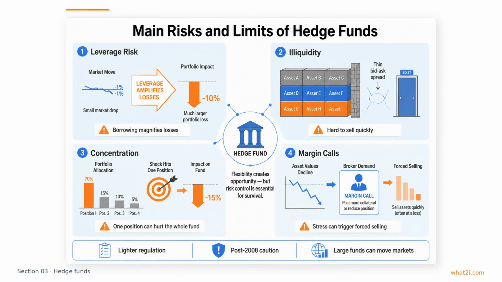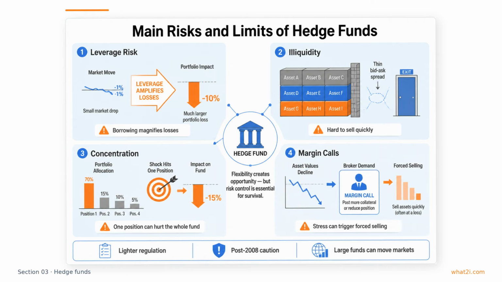The same flexibility that gives hedge funds opportunity also creates real vulnerabilities. Too much leverage can turn a small market move into a damaging loss. Illiquid positions can look manageable in calm markets, then become very hard to exit when stress hits. Concentrated portfolios may perform well for a time, but a single adverse shock can hurt the entire fund. Margin calls add another layer of danger, because falling asset values can force the fund to sell into weakness just to meet financing demands. That is why risk control is not a side issue in hedge funds. It is central to survival.